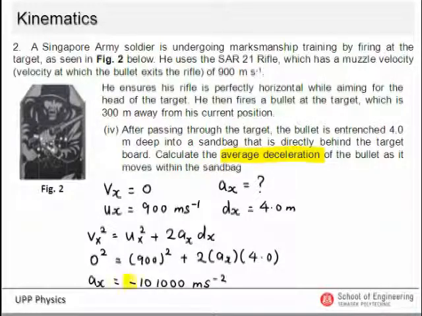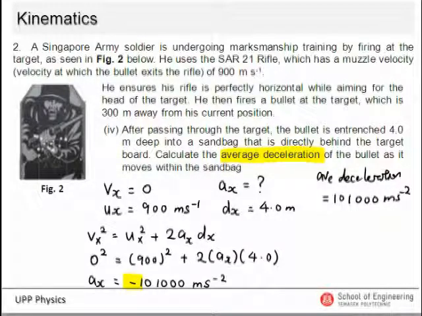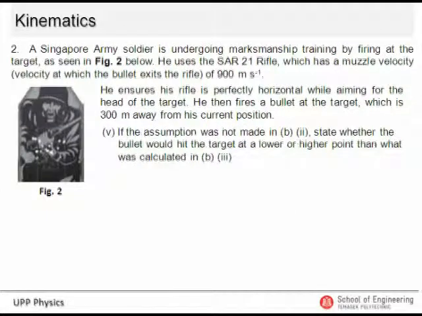Notice there is a negative sign. This negative sign will indicate that it is a deceleration. So if we want to write the answer, we will say that the average deceleration is equal to 101,000 meters per second squared. But if we are stating the acceleration, then we need to include the negative sign. Now let's come to the last and final part of this question.